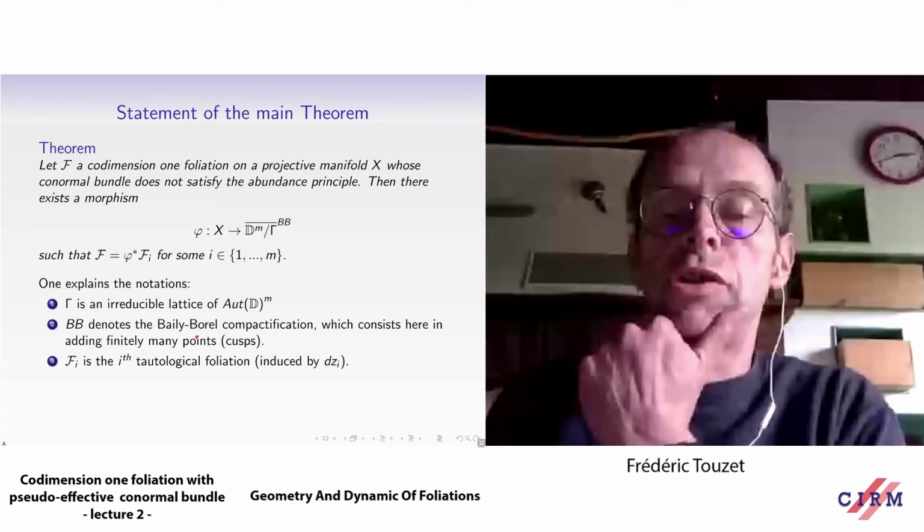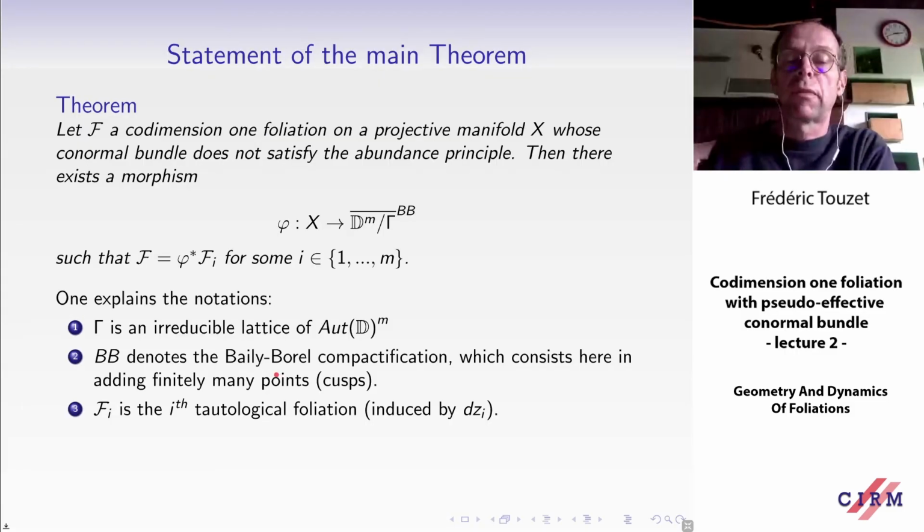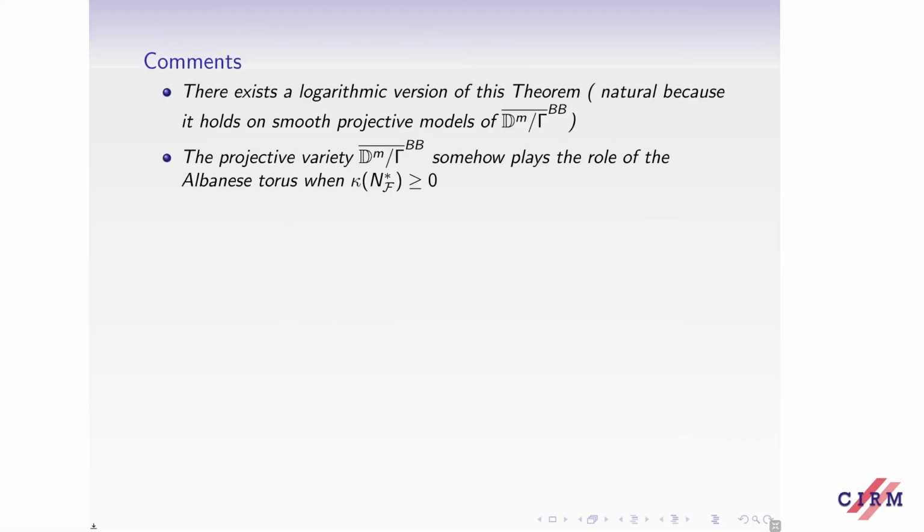Actually, it should be mentioned that in our setting, with only pseudo-effective conormal, the non-logarithmic version of the positivity of the conormal, the Baily-Borel compactification is irrelevant, in the sense that one can prove that the image of phi lies in the non-compactified locus of the quotient. The image simply lies in the quotient of the polydisc D^m by gamma.